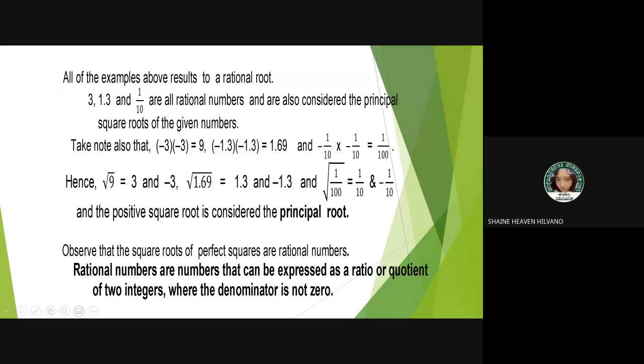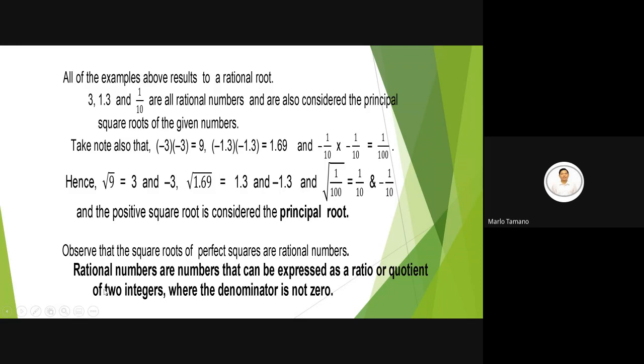So observe that the square roots of the perfect squares are rational numbers. Rational numbers are numbers that can be expressed... That was the question kanina. Again, what is a rational number? What are rational numbers? Likewise, what are irrational numbers? So, nauna na po yung rational.